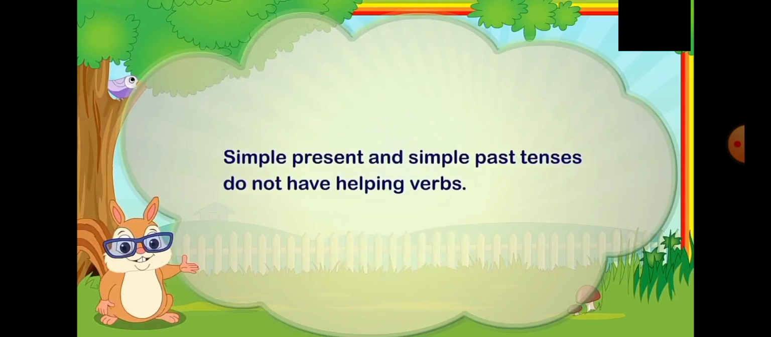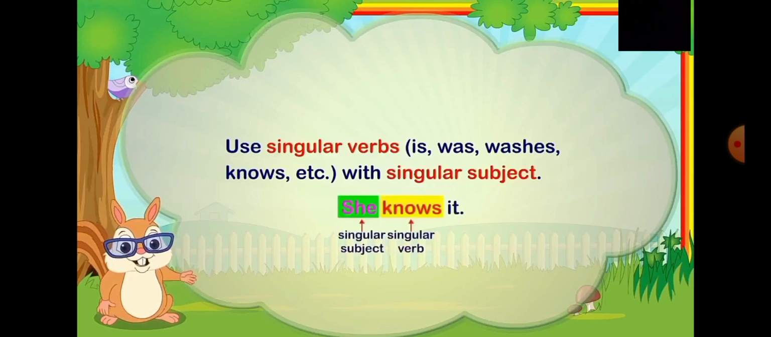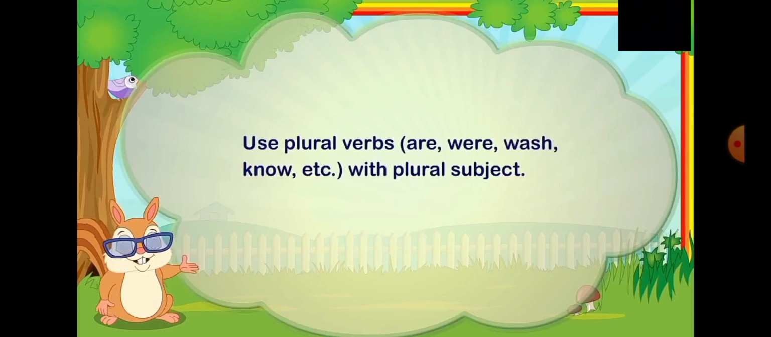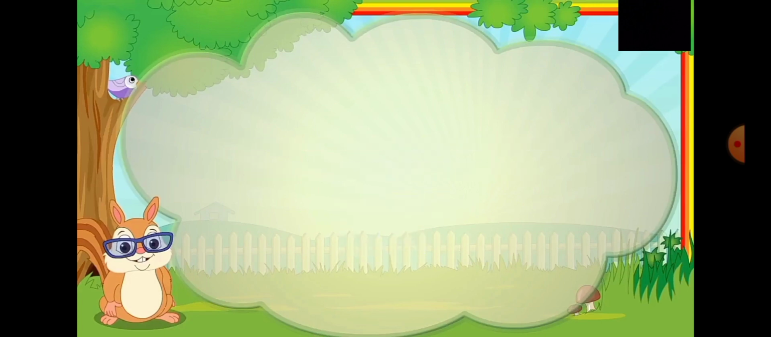Simple present and simple past tenses do not have helping verbs. Children, always remember that we have to use singular verbs, for example, is, was, washes, knows, etc., with a singular subject. For example, she knows it. Use plural verbs, are, were, wash, know, etc., with plural subjects. For example, they know it. They is a plural subject.